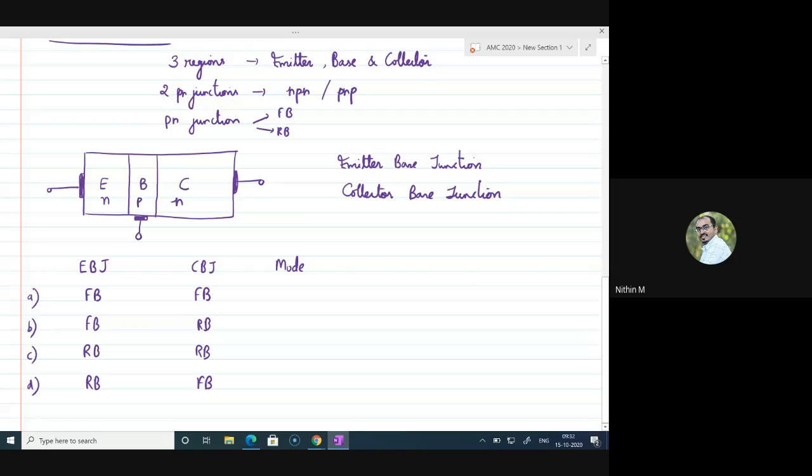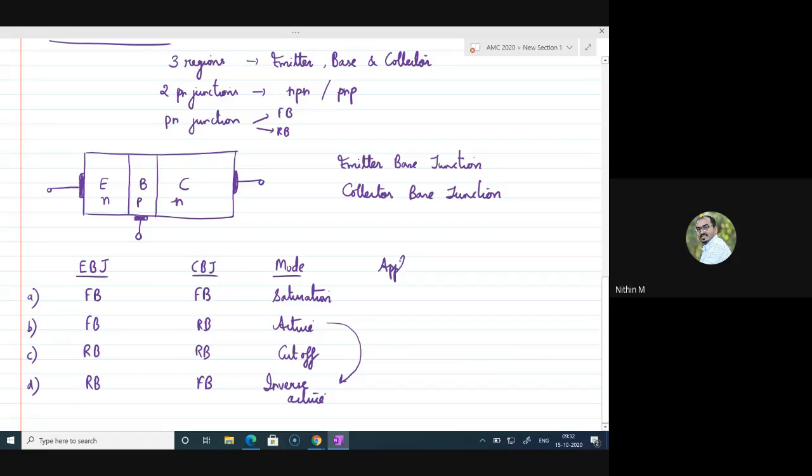Yes, saturation. When we keep both junctions in forward bias, we call it the saturation region. When one is forward and the other is reverse, we call it active mode. When both are reverse, it is very clear that both will be off, so I can call this cutoff. And when emitter base is reverse and collector base is forward, which is just the opposite of the active region, we call this inverse active mode. So these are the two junctions and these are the modes.